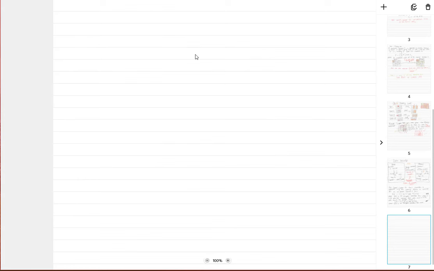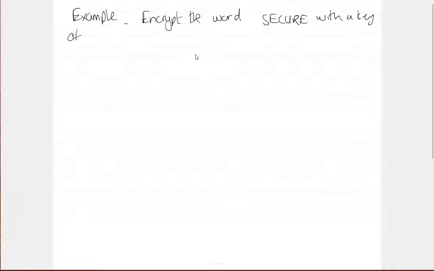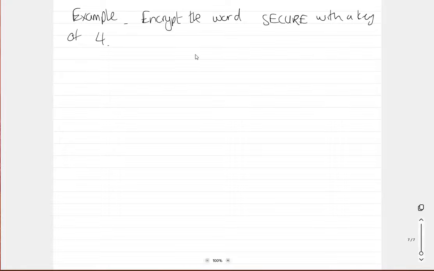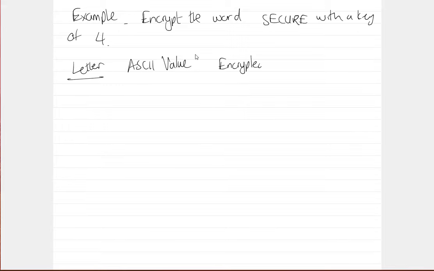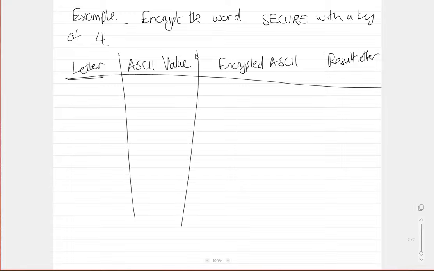Okay, and let's look at an example. The example is to encrypt the word SECURE, all capitals, with a key of 4. Let's use a table to do this. We have a letter, the letter's ASCII value, and we always have to try to do things systematically. We have the encrypted ASCII, and then finally you have the result letter. Let me draw a line here and a line going down.